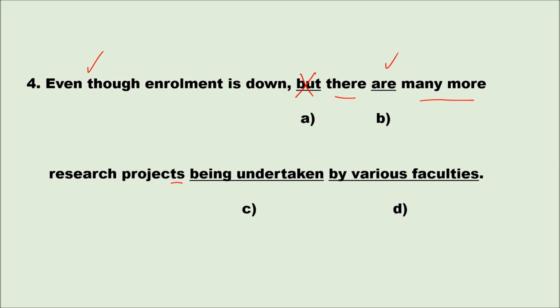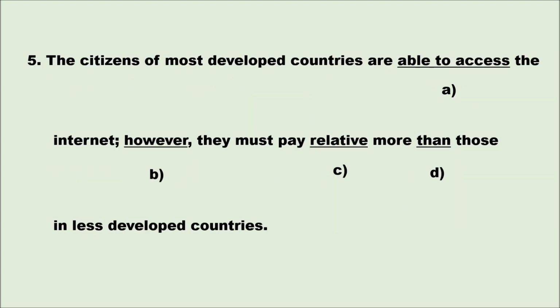If you watch our active versus passive voice video, you will know both of these are correct. The correct answer for number 4 is: Even though enrollment is down, there are many more research projects being undertaken by various faculties. Number 5. The citizens of most developed countries are able to access the internet. However, they must pay relative more than those in less developed countries.